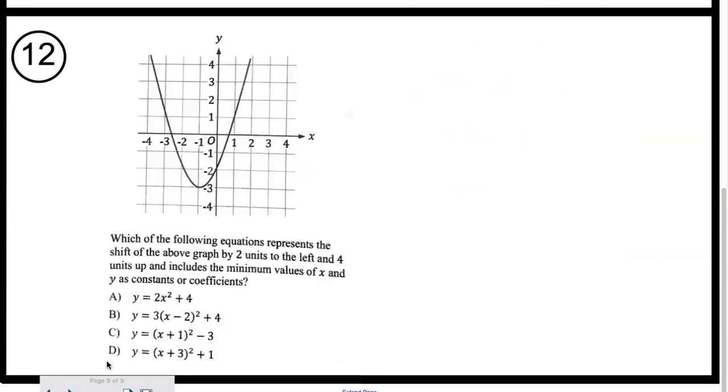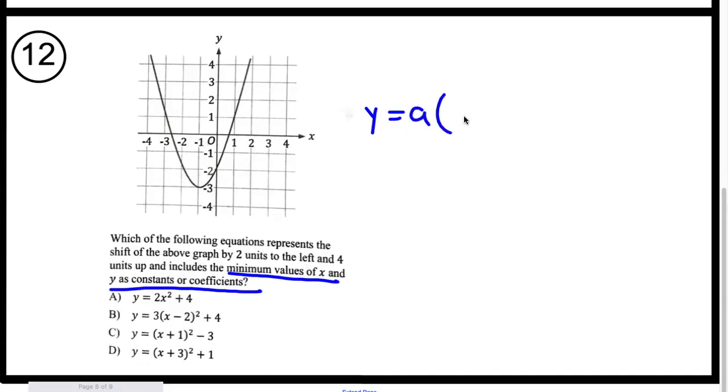Now on to the last one, number 12. So this is our last form. We've talked about standard form tonight. We've talked about intercept form. Now we're on to vertex form. The reason I know that is not only because I can look at all the answers, but it wants us to include the minimum values of x and y as constants or coefficients. Minimum is vertex, and if they want those as constants or coefficients, that's this form, because hk is the vertex. So the vertex is h comma k.